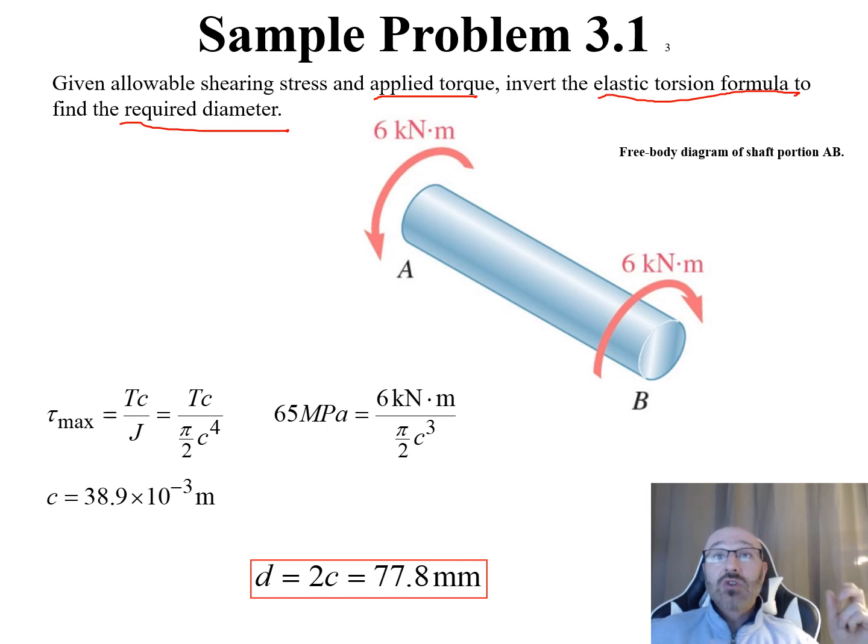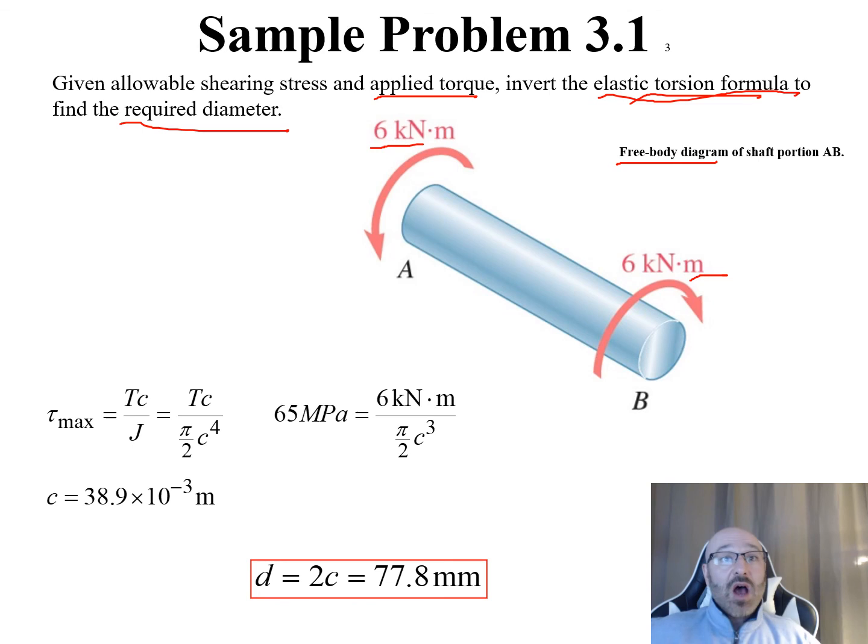So to start our solution for part B, I want to draw out my free body diagram of the shaft on portion AB. I'll draw all my torques here. I have a 6 kilonewton meter torque at A, and the same equal and opposite at B. So I go to the general equation for the elastic torsion formula. I see that my tau max in general form is equal to TC over J, where J for this shaft is pi over 2 times C to the 4th.